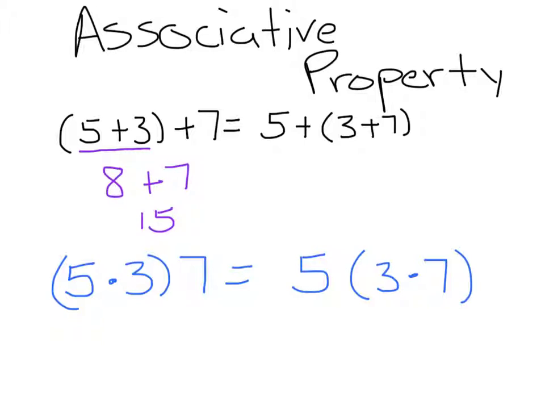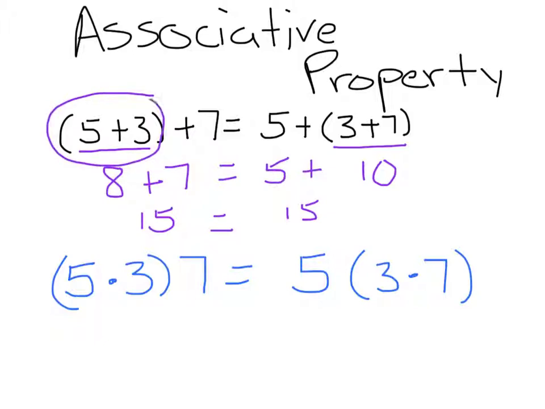So notice here in the second part of this problem they grouped the 3 and the 7, so we have to do that first. 3 plus 7 is 10. I bring that 5 plus down. 5 plus 10 is 15. So notice even though we grouped two different numbers, we still ended up with the same result at the end.